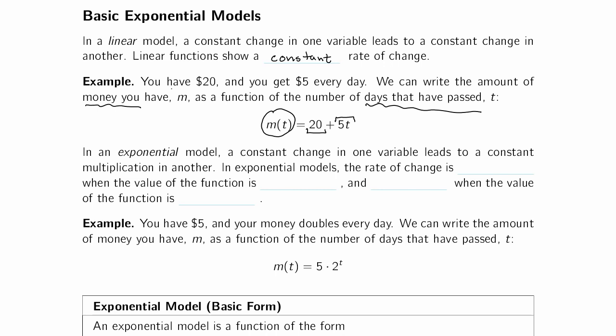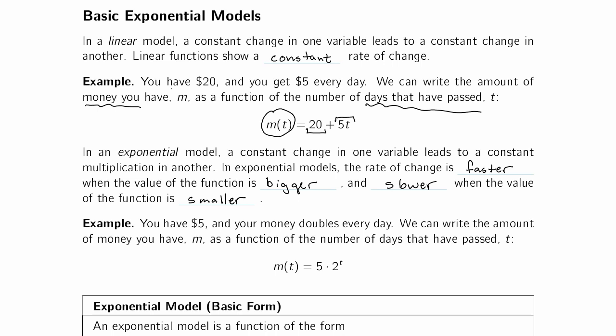How is an exponential model different? In an exponential model, when we have a constant change in one variable, for example, when a day passes, we have constant multiplication in another. For example, your money doubles. In these models, the rate of change is faster when the value of the function is bigger, and slower when the value of the function is smaller.